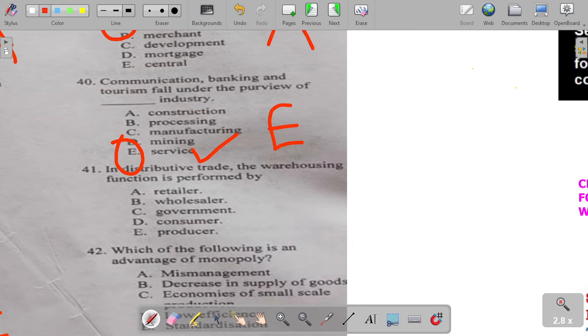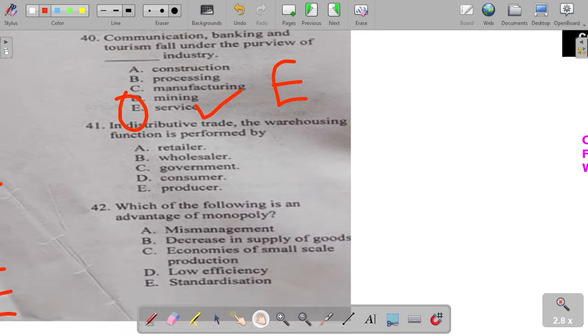Number 41. In distributive trade, the warehousing function is performed by what? When manufacturers make their goods, they sell to the wholesaler. The wholesaler then houses them for distribution to the retailers. Retailers in turn sell to consumers. The answer is B. 41B. The wholesalers.